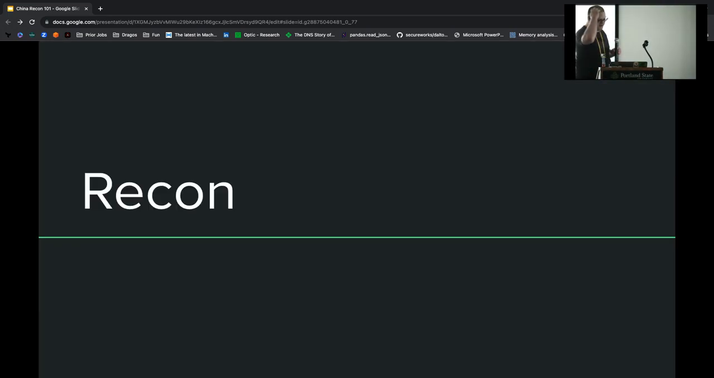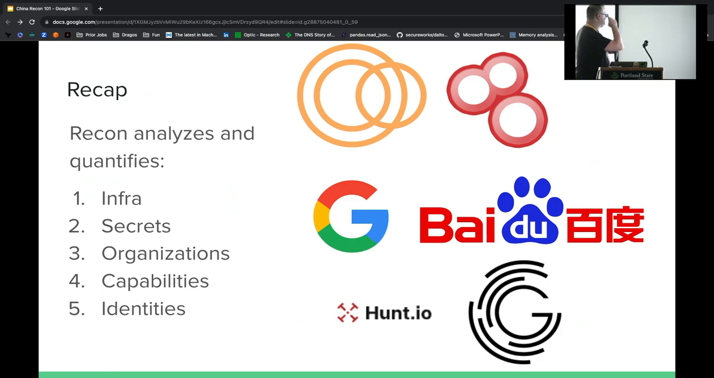So finally, we're going to get to Recon. I've got maybe 9 or 10 minutes left, so I'm going to try to blitz through this. This is the actual practical Recon you can use in your day-to-day jobs to profile this threat or perhaps other threats. I'm going to make sure I have 5 minutes for questions at the end. So, what Recon is: we're looking at infra, secrets, organizations, capabilities, identities. The tools we're going to be using are Censys, Shodan, Google, Baidu. I don't actually use Baidu here, but it's very useful if you need a different search indexer. Hunt.io and GreyNoise I also don't use here, but I can recommend their use.